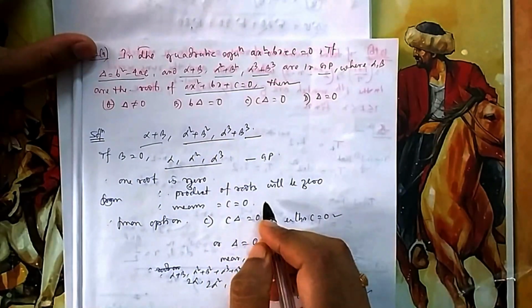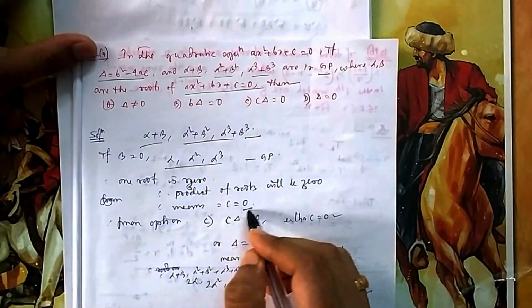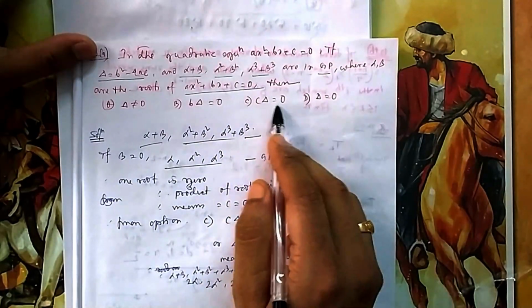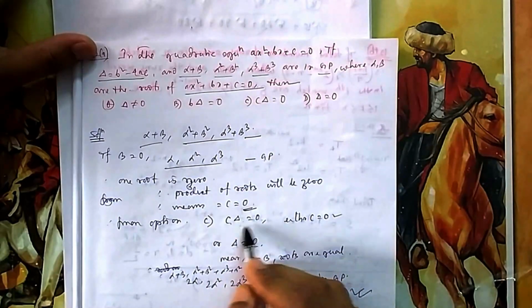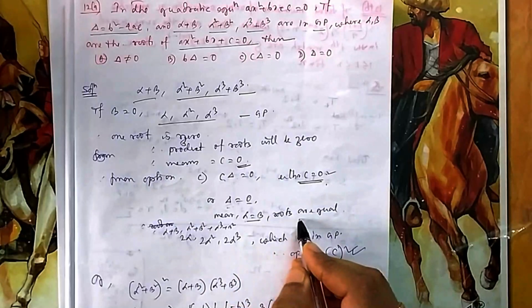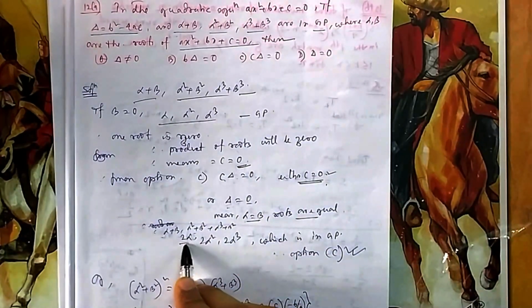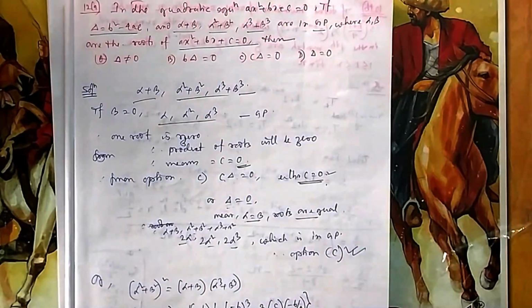That means the product of the roots will be 0. So that means C is already 0. If you see option C, it can be C equals 0 or delta 0. C equals 0 is satisfied from here, and delta 0 means alpha equal to beta, that means the roots are equal. So if alpha equals beta, then you write the series, this also becomes a GP. So that's why option C is the correct one.